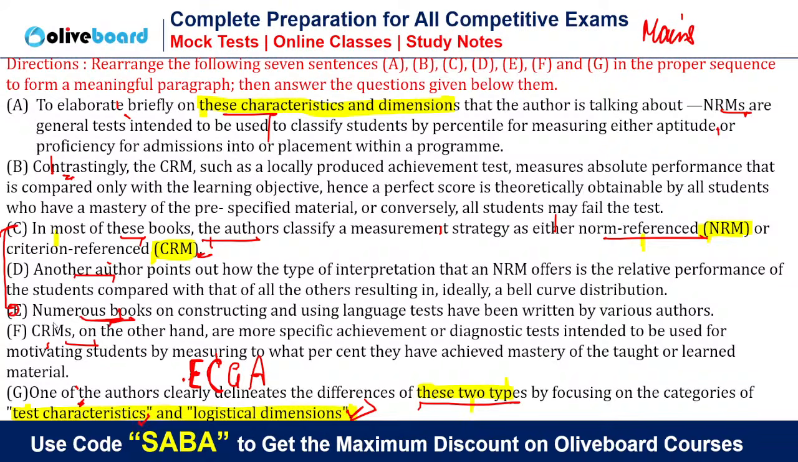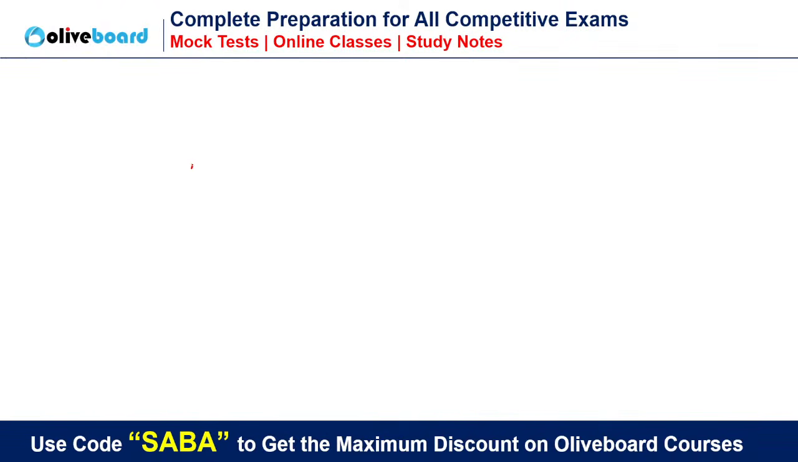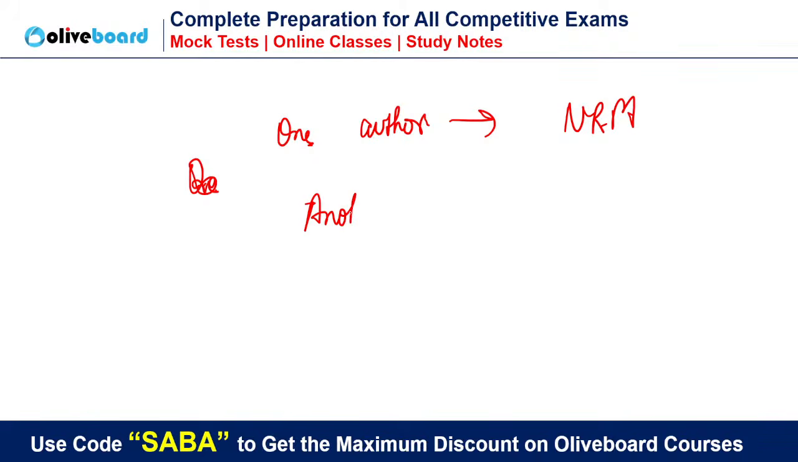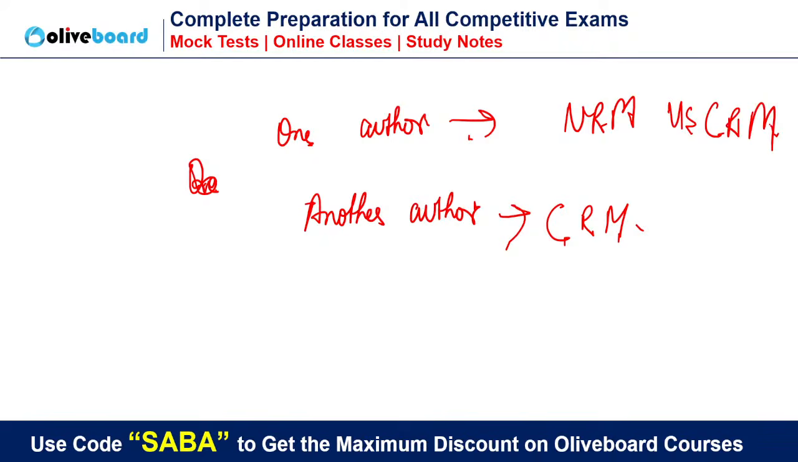Is this passage saying that one author is talking about only NRM and another author is talking about only CRM? Tell me what you have understood. That one author is talking about only NRM, another author is talking about only CRM, or one author is talking about NRM versus CRM and another author is also talking about NRM versus CRM. Which one is correct?